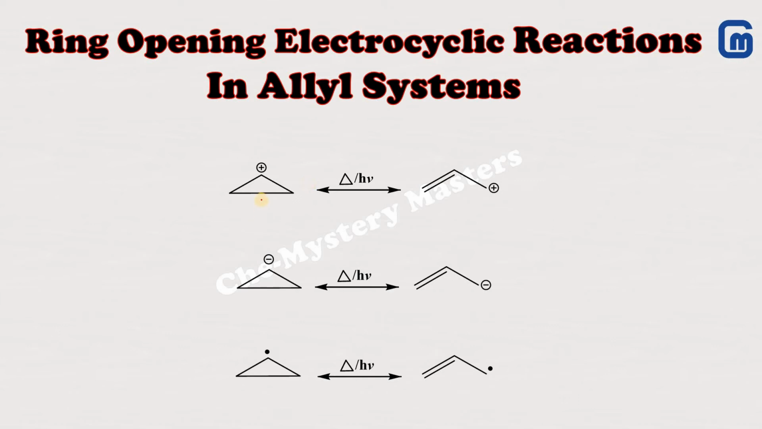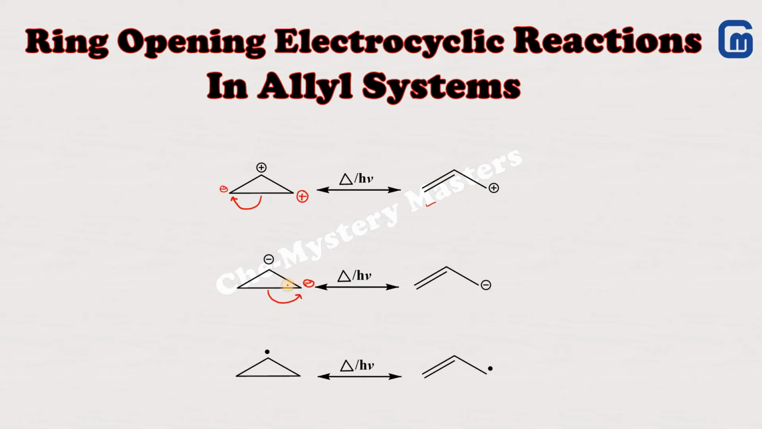Opening of these cyclic structures is very simple. We have to break the bond in such a way that this single bond breaks towards our left hand side, so that the left hand side gets a negative charge. This negative charge will join with this plus charge to give a double bond, and the right hand side will get a positive charge, so that you get the allyl cation as the product.